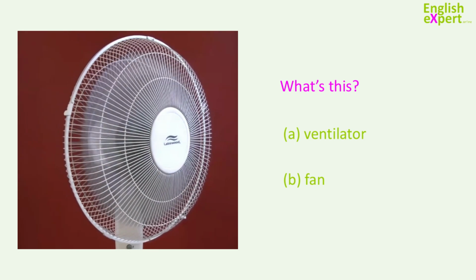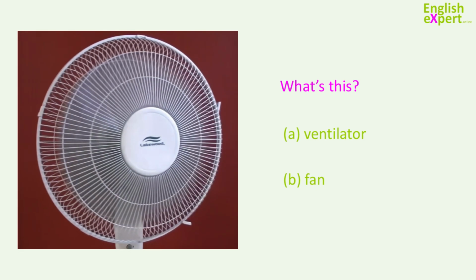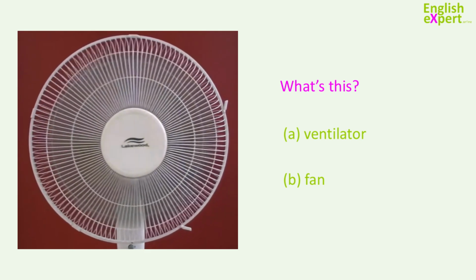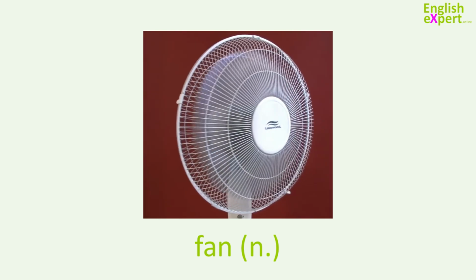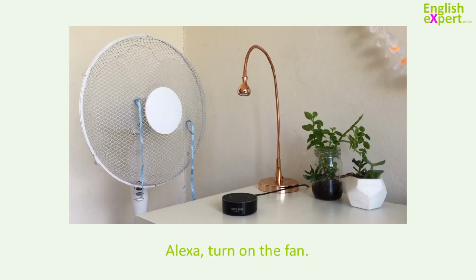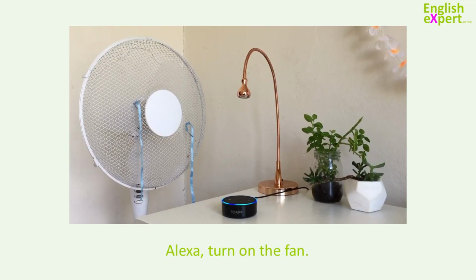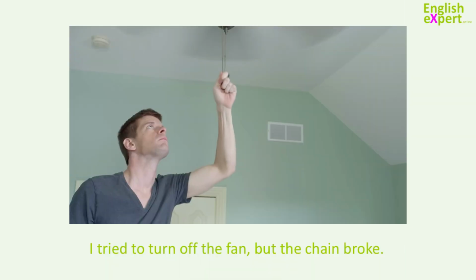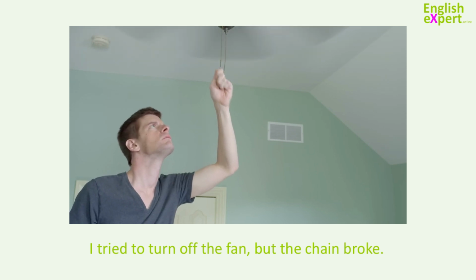What's this? Is it A, a ventilator, or B, a fan? If you think it's a ventilator, then I'm afraid you're using the wrong word. This is a fan. So, we can say, Alexa, turn on the fan. Okay. Or, I tried to turn off the fan, but the chain broke.